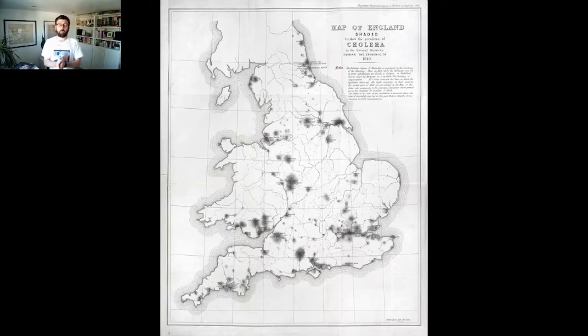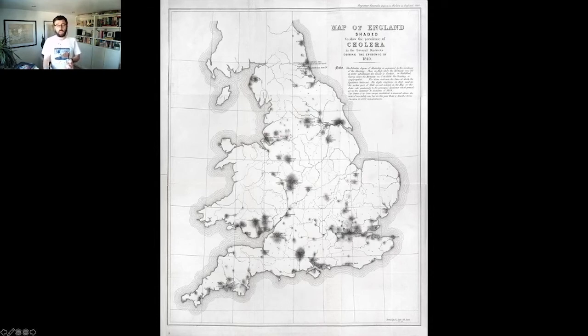So this is a map from 1849 that shows the spread of cholera during the epidemic, and the grey areas, the ones that have been shaded in, are the ones that had the highest numbers of cases. And you can see here that, broadly speaking, we're looking at an urban geography of the UK. So the city areas were the ones that were most hit.